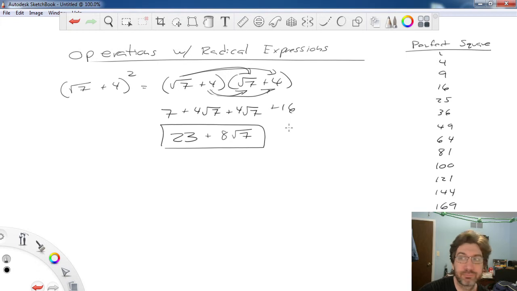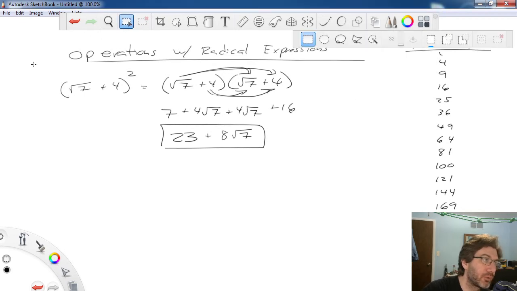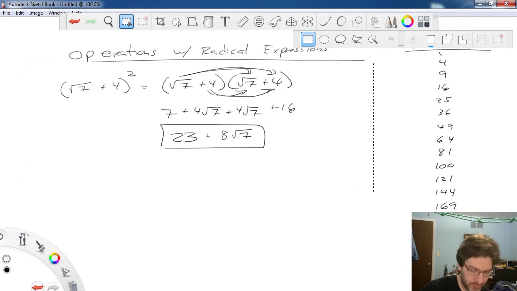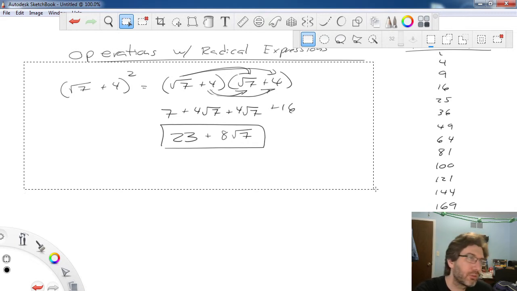So there you have it. Tomorrow we're going to look at the conjugate, which really is not difficult. It's actually pretty easy. But it will solve all of your denominator problems.